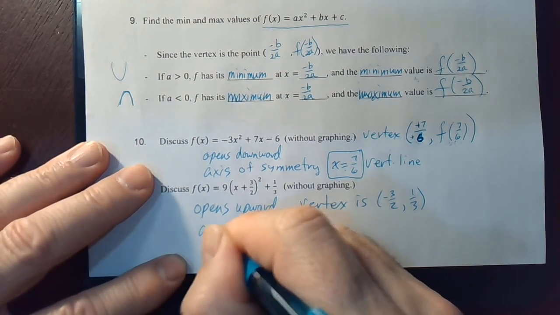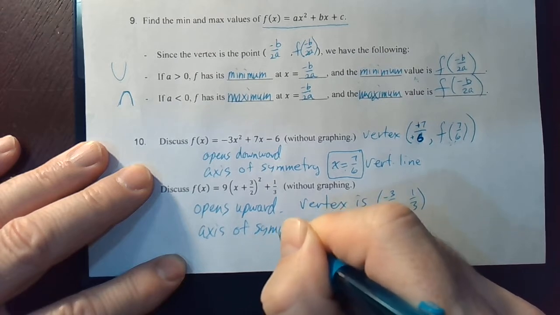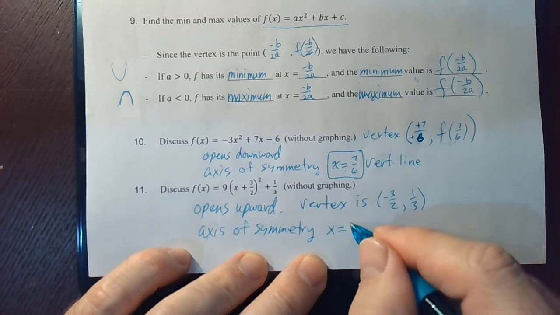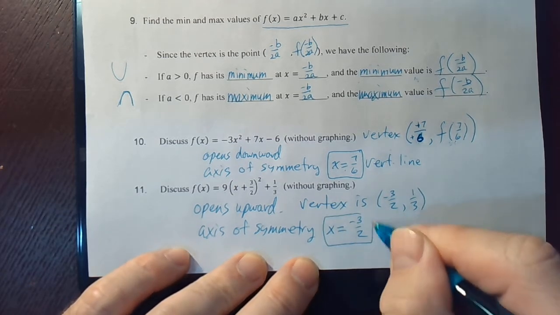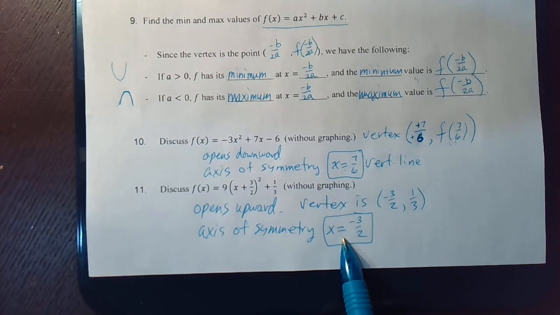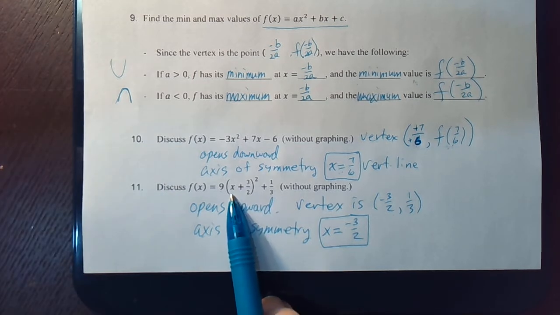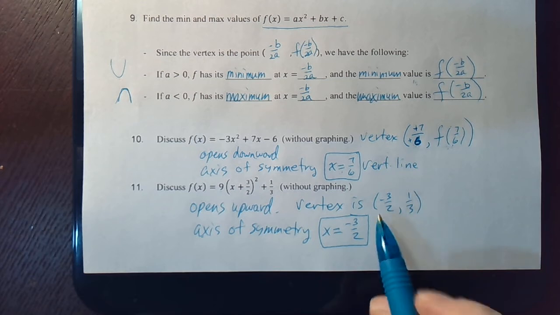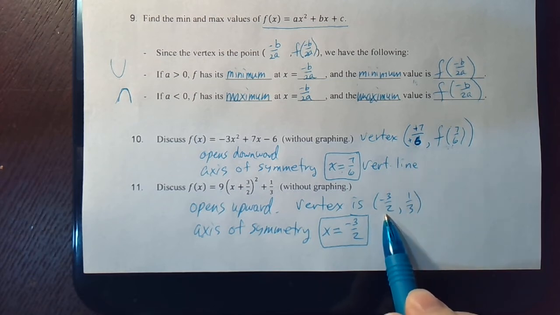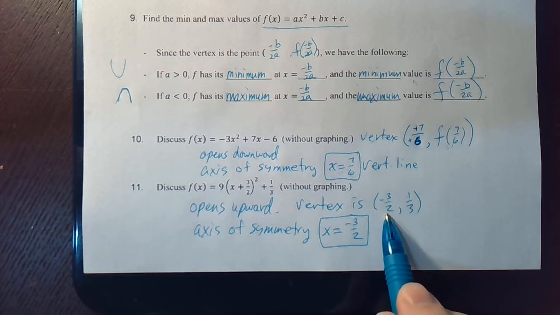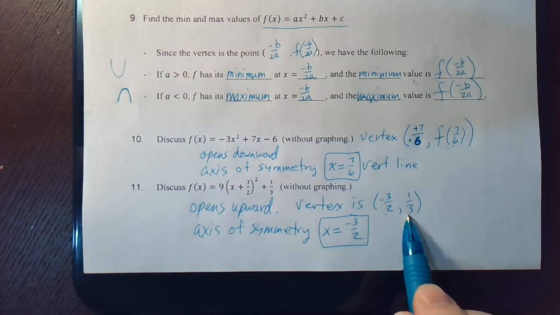So the axis of symmetry would be the line x equals -3/2. It's the vertical line. And since it opens upward, it would have a minimum value. And the minimum value would occur, where would it occur? Where x is equal to -3/2. Let me make sure I said that correctly. Since it's opening upward, it has a minimum value. The minimum value would occur at x equals -3/2, and the minimum value would be 1/3.